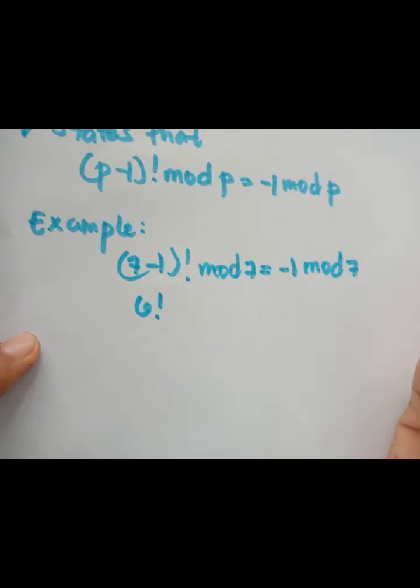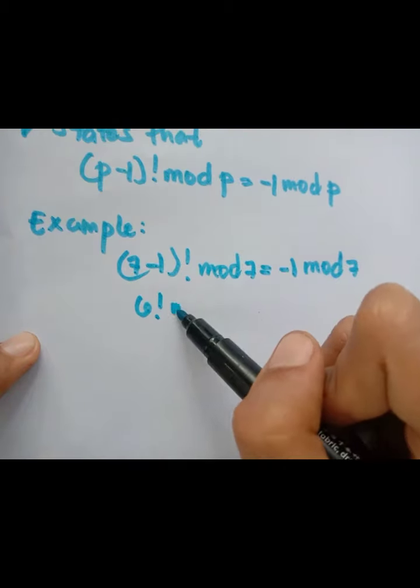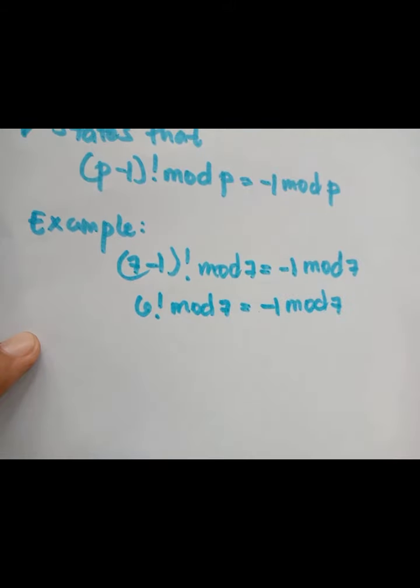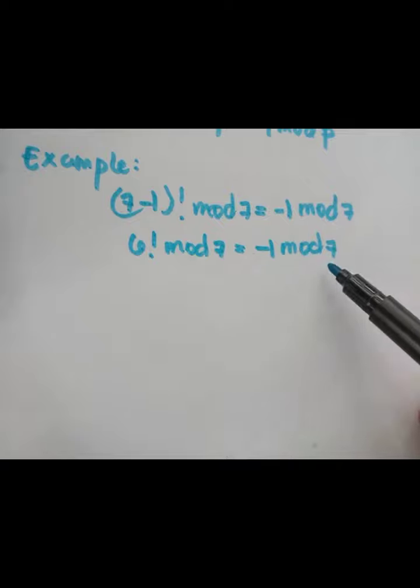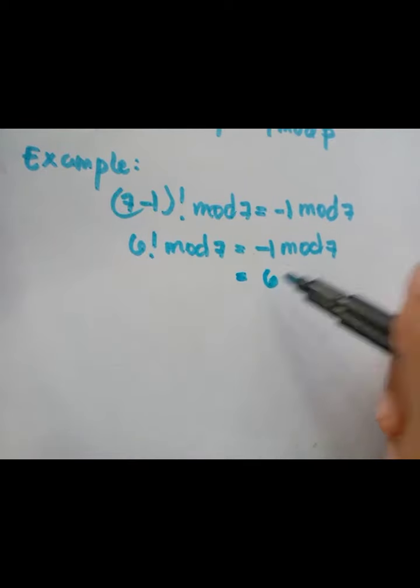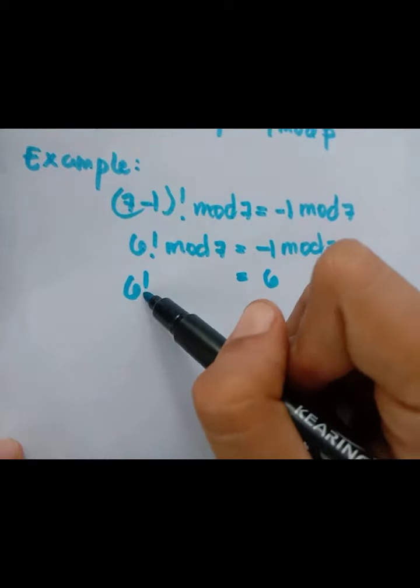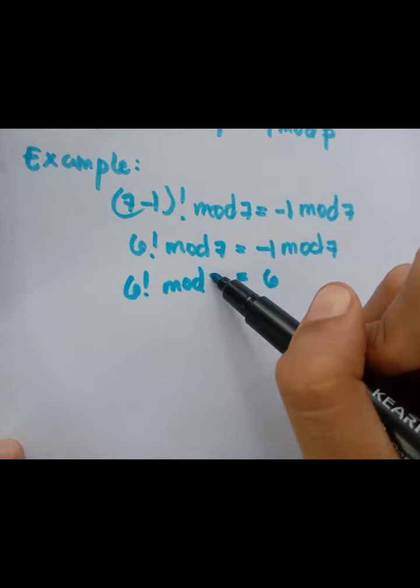7 minus 1 factorial is equal to 6 factorial mod 7 equals negative 1 mod 7. Negative 1 mod 7 is equal to 6. So let us bring down 6 factorial mod 7.